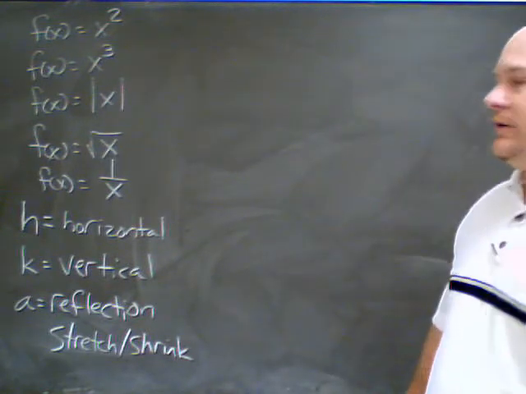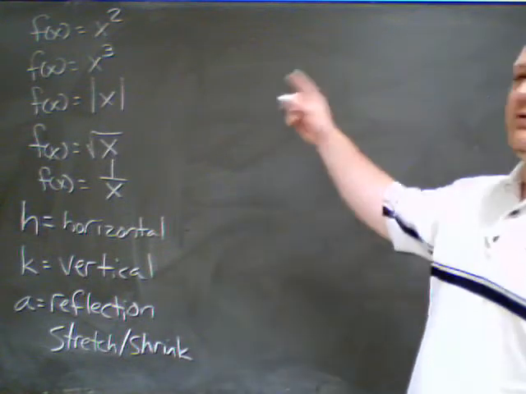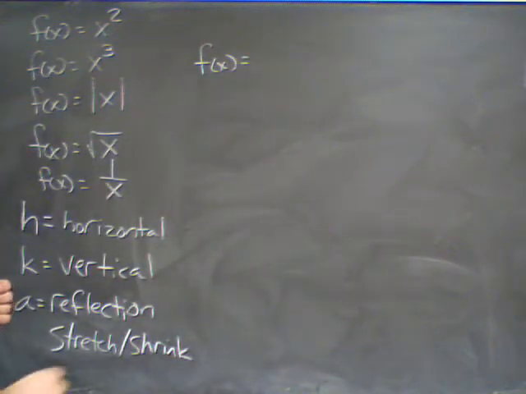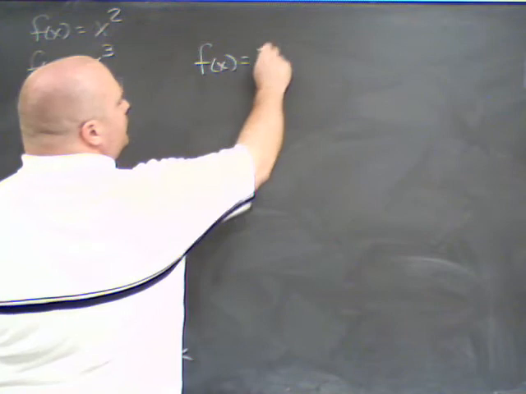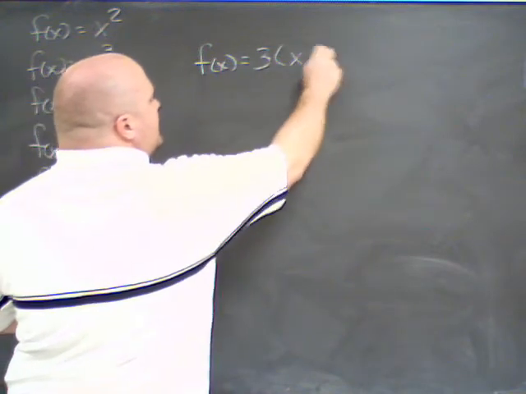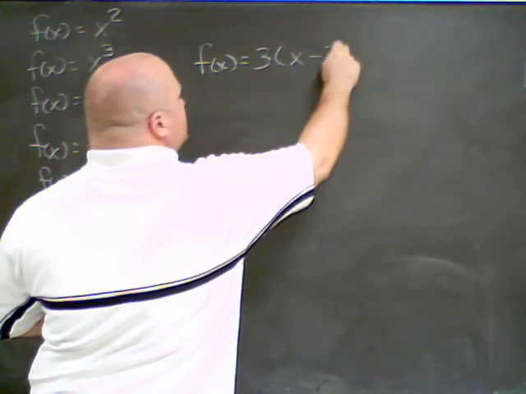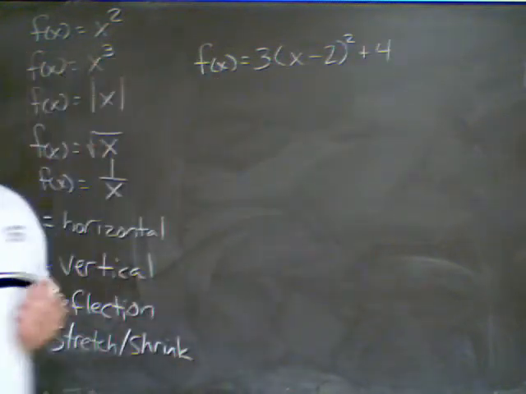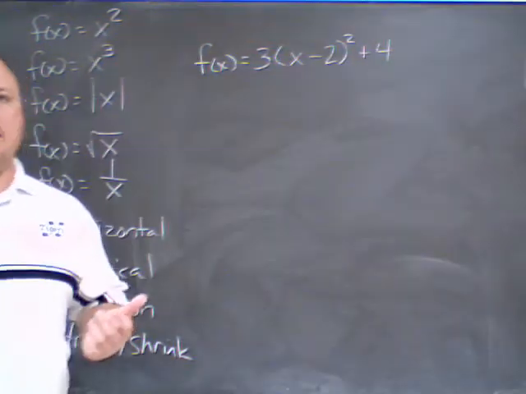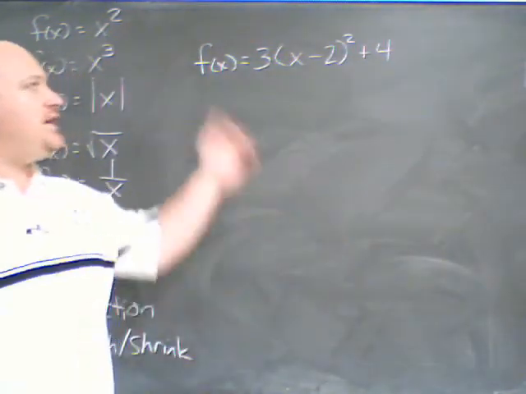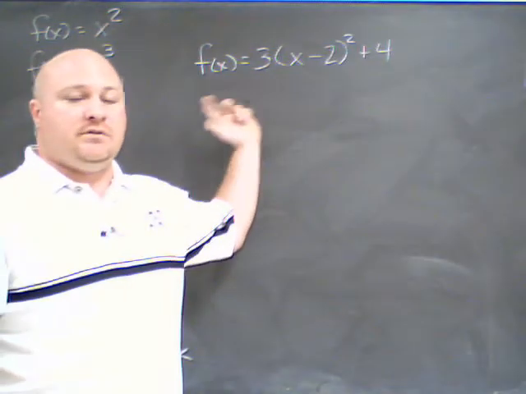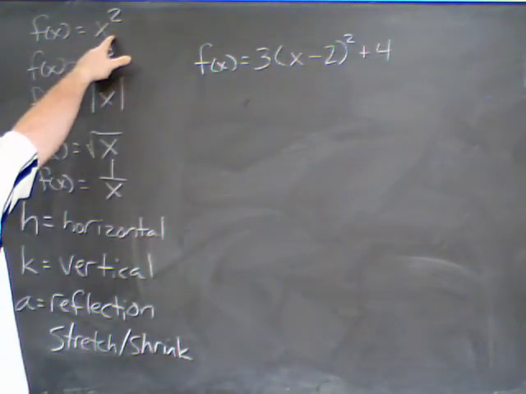So let's take one as an example first. Let's use quadratic. So if I have f of x equals, let's say, 3 times x minus 2 squared plus 4. You might be asked something like, what transformations are taking place on this function? Now, it's all relative to the original parent function, which is x squared.